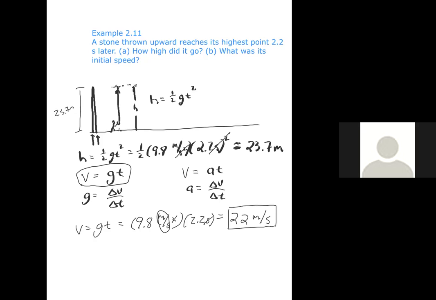Okay, one of the seconds cancels with that second, and you've got meters per second. So there's your final. In other words, right before it hits the ground, it's moving at about 22 meters per second. But also when you throw it up, the initial speed is 22 meters per second.